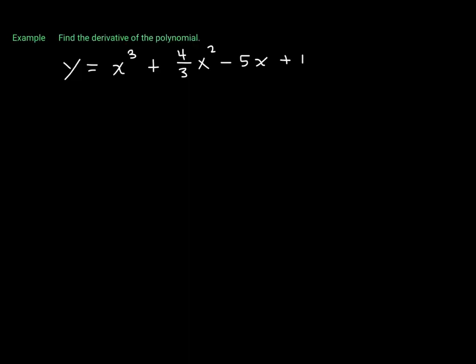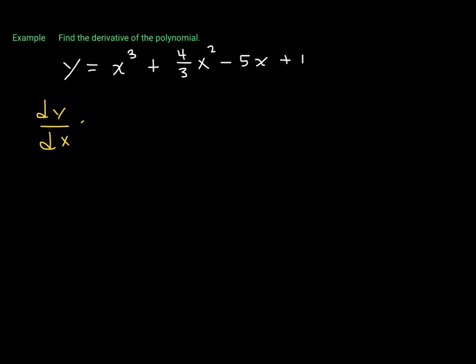All right, we want to find the derivative of this polynomial. y equals x cubed plus 4/3 x squared minus 5x plus 1. So what we're asked to find is dy/dx. Again, I'm encouraging proper notation here. dy/dx is the derivative of y with respect to x, which is what they're asking us to find.